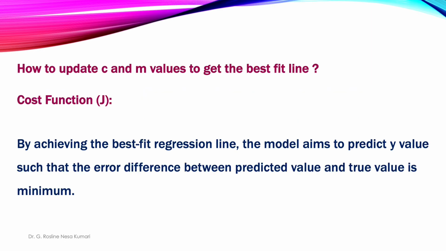How do we update the c and m values to get the best fit line? For that purpose, we use a cost function. The cost function is represented here as J. By achieving this best fit regression line, the model aims to predict y values such that the error difference between the predicted value and the true value is minimized.